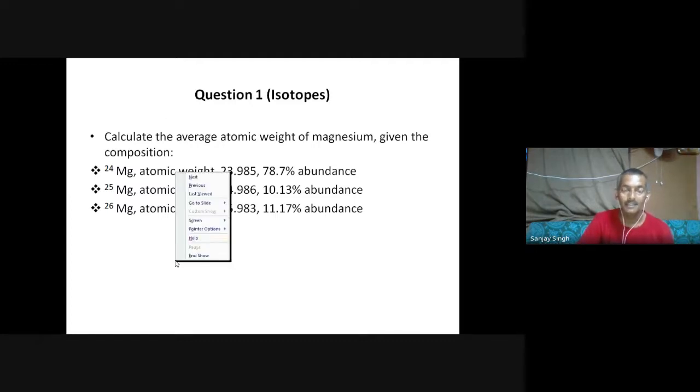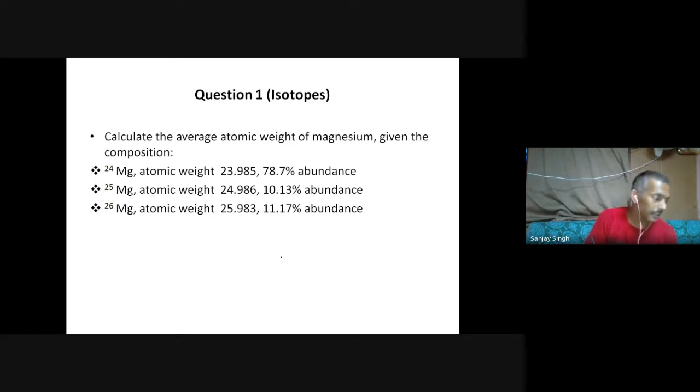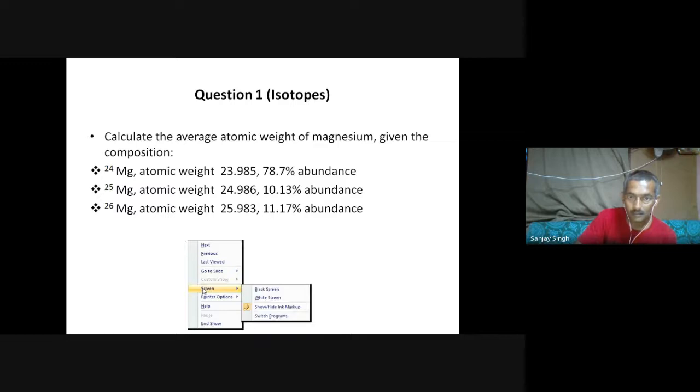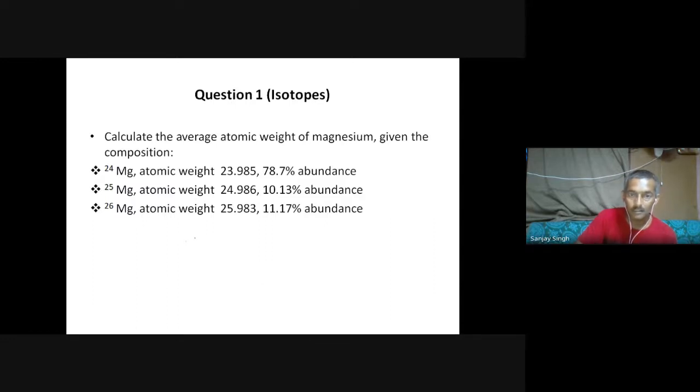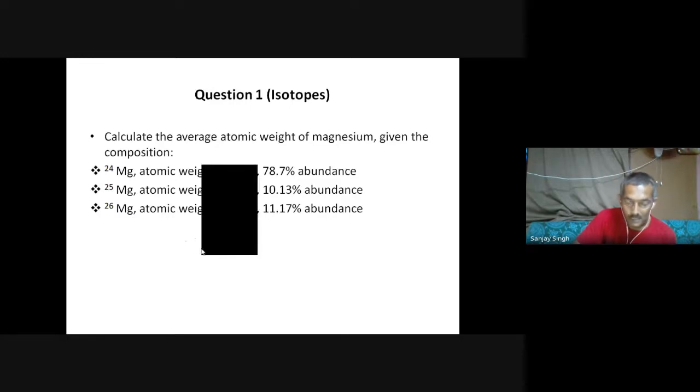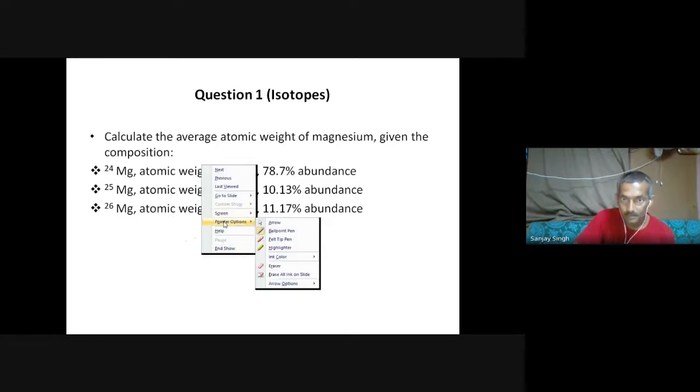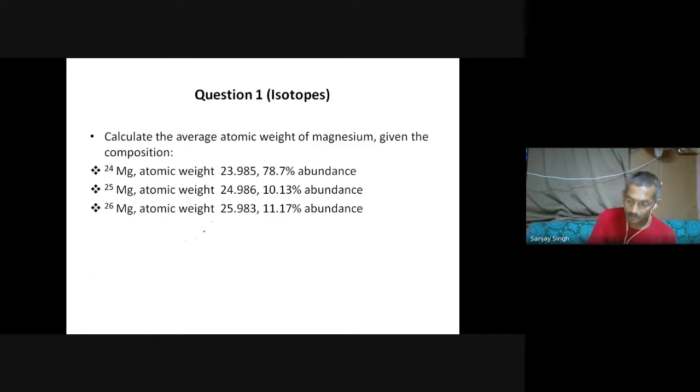Now to do that, okay, so we will do the calculation, and what is the formula? Can anyone still recall the formula? So we find the average weight. Just hold on. Let me see. Just find the pen first. Okay, we're beginning the calculation.